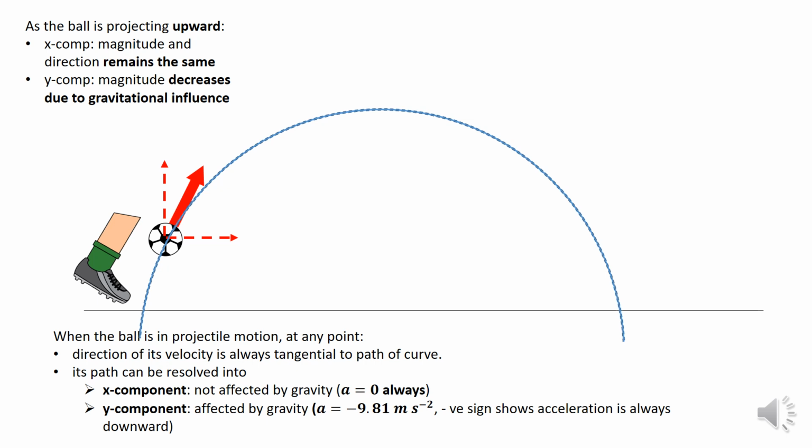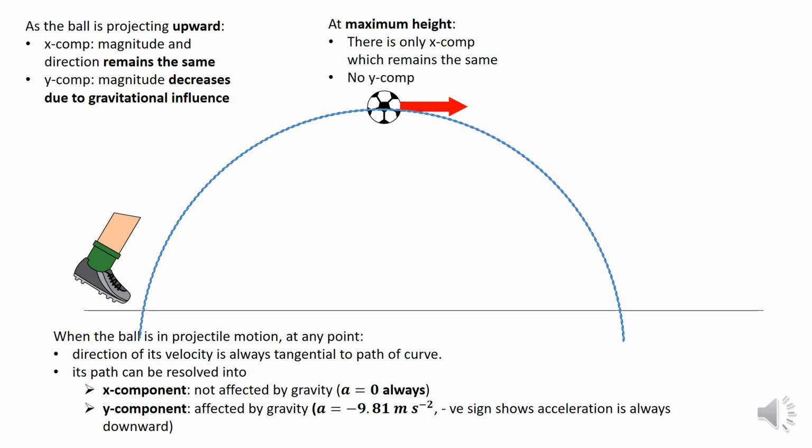But what about the y component? Because of the effect of gravitational acceleration, the velocity along the y component will decrease. You can see that the y component's magnitude will decrease until it reaches maximum height. At maximum height, there's no more y component, and there's only the x component, which remains the same as your initial x component. Why? Again, it is not affected by gravity. Acceleration is 0.